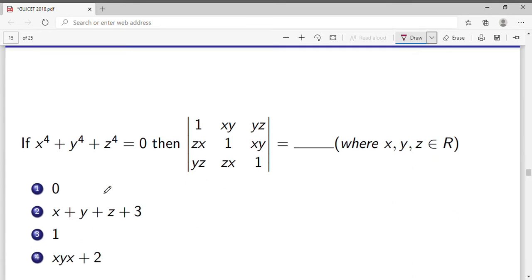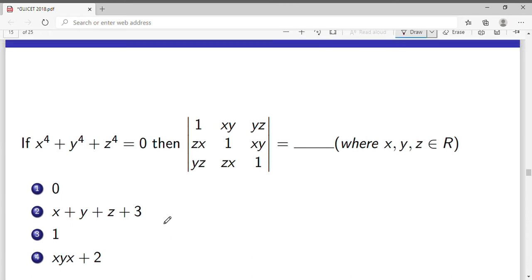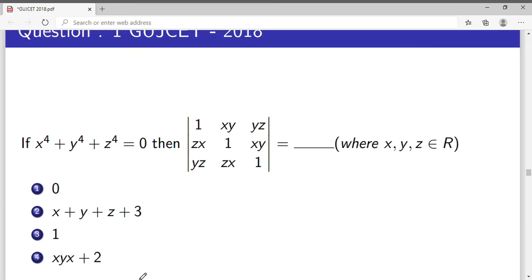Here four options are given. The first option is 0, the second option is x plus y plus z plus 3, the third option is 1, and the fourth option is xy, x plus 2. First of all, we will discuss how to solve this question. Here we have to find the value of this determinant.